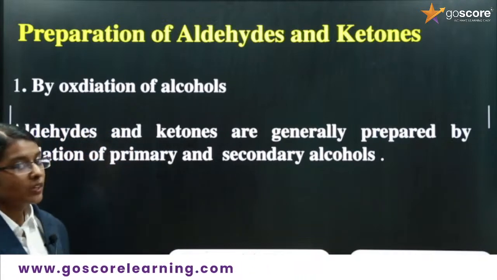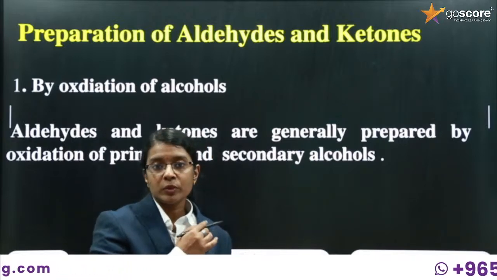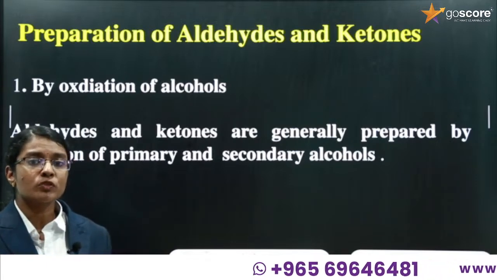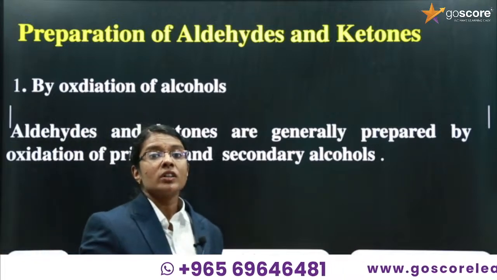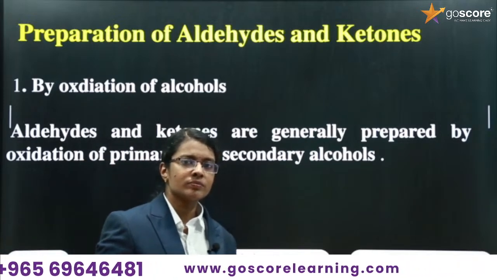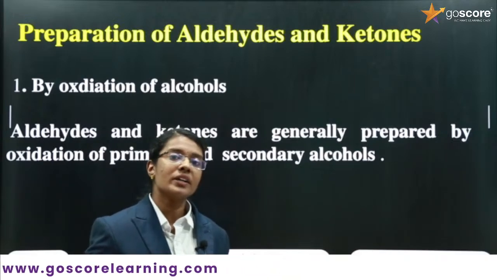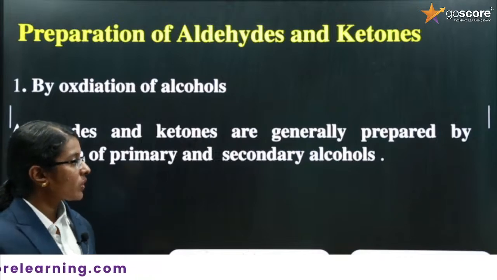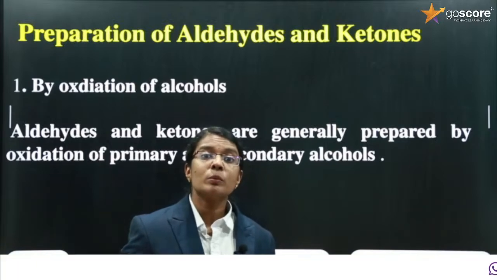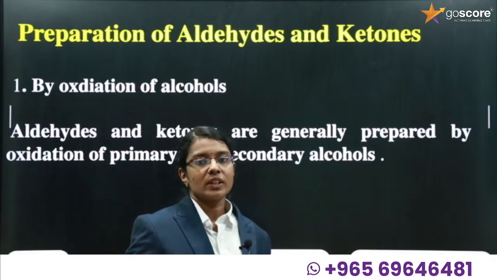So next we are going to the preparation of aldehydes and ketones. This preparation is for both aldehydes and ketones. The first method of preparation for both is oxidation of alcohols. What do you mean by oxidation? Oxidation is removal of hydrogen and addition of oxygen. If we take a primary alcohol, it is oxidized to an aldehyde, and if we take a secondary alcohol, we get a ketone.